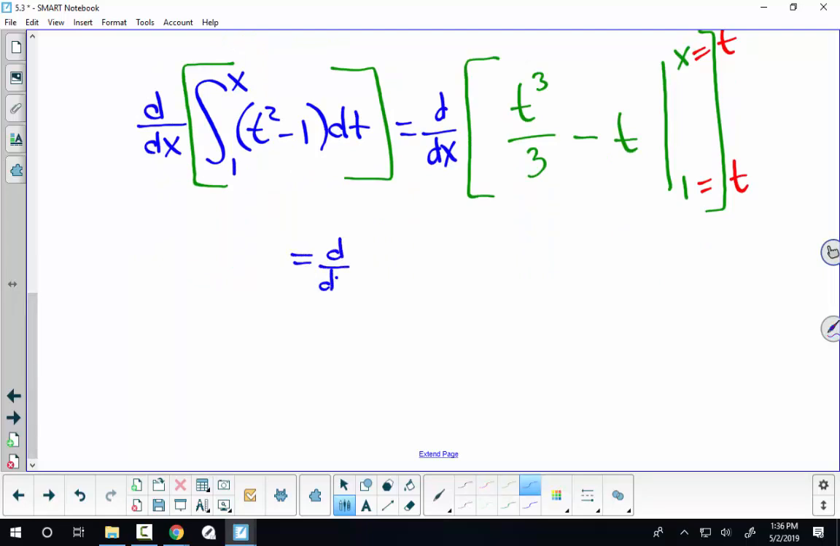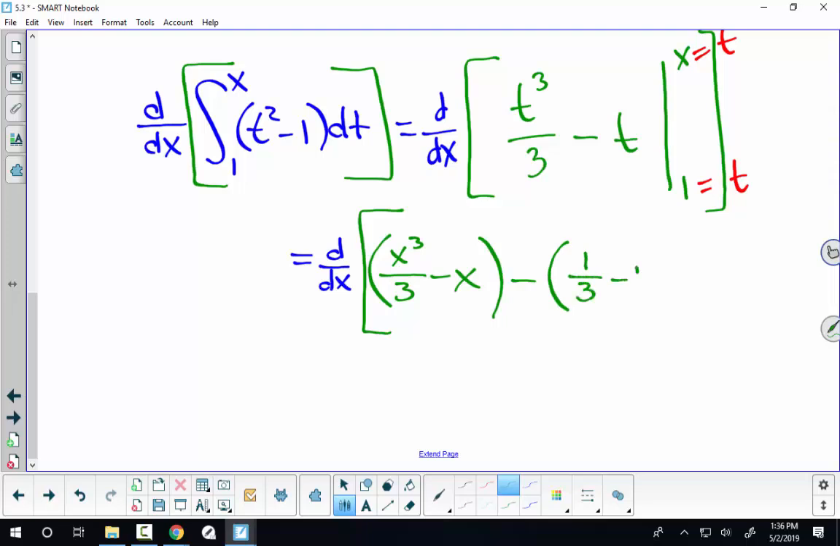So notice we haven't done anything with the derivative operation yet. If I plug in my upper limit, I have x cubed over 3 minus x, minus the antiderivative evaluated at 1. Is everybody all right with that?